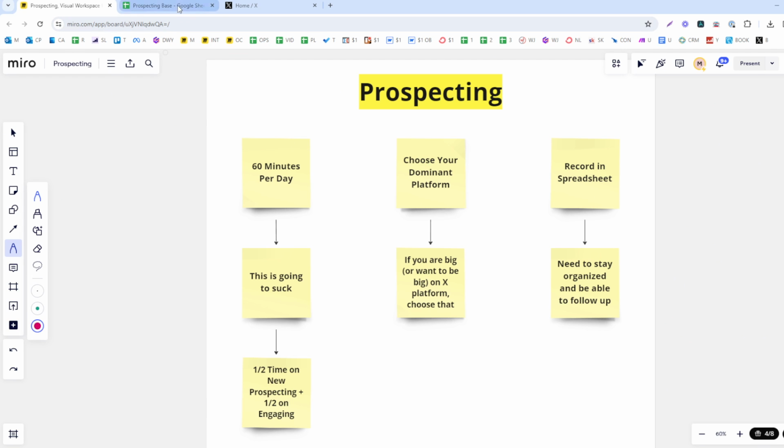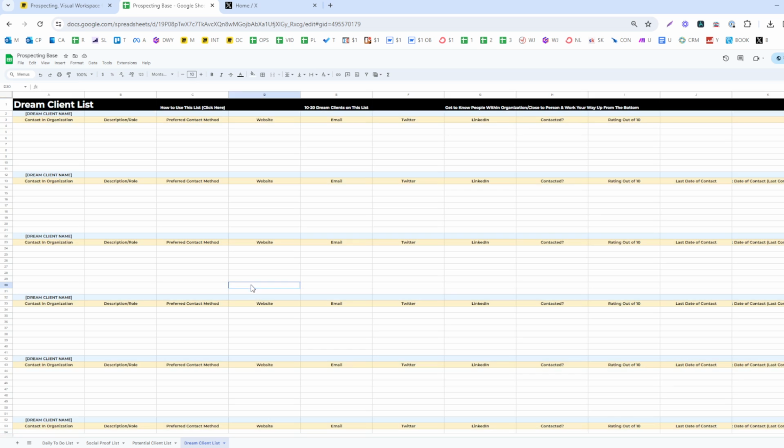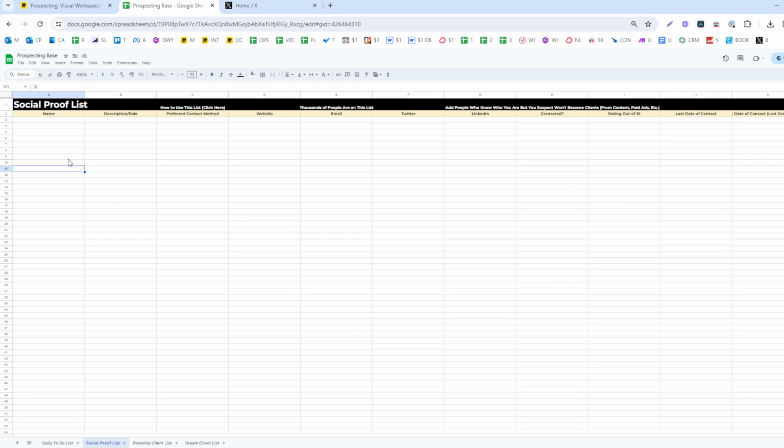And then you want to record all of your stuff in a spreadsheet. And I made one here. So this spreadsheet has a place for their name, a description of them, their preferred contact method, their website, their email, their Twitter, their LinkedIn, their rating, their likelihood of them ever becoming a client out of 10. You should definitely be honest with this. The last time you engaged with them, and so on.